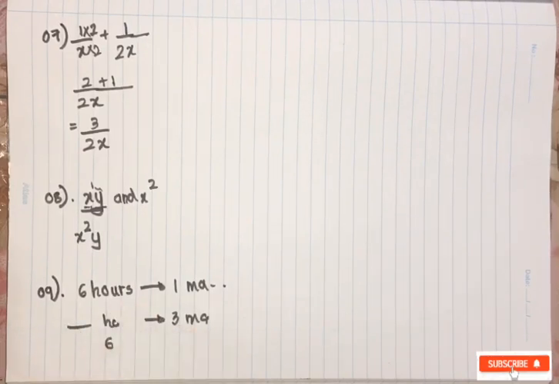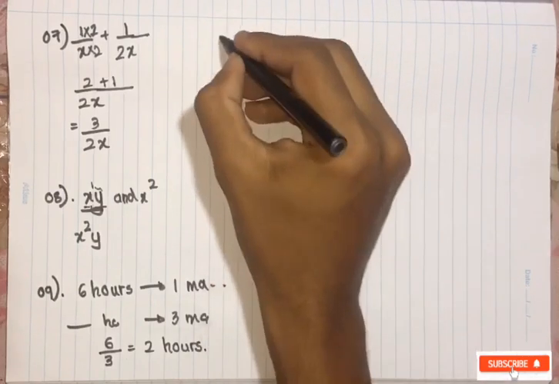This is inverse proportion. Inverse proportion means that when something increases, the other term will decrease. Therefore, you have 6 hours here. You have to divide it by 3. The answer you get is 2 hours. So you can finish the same work in 2 hours.